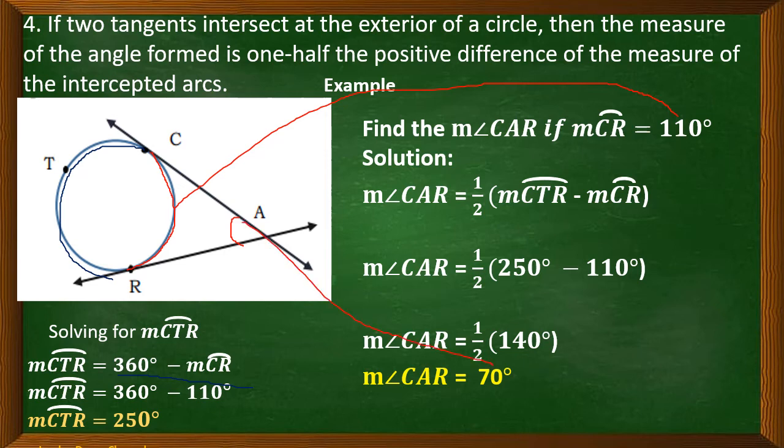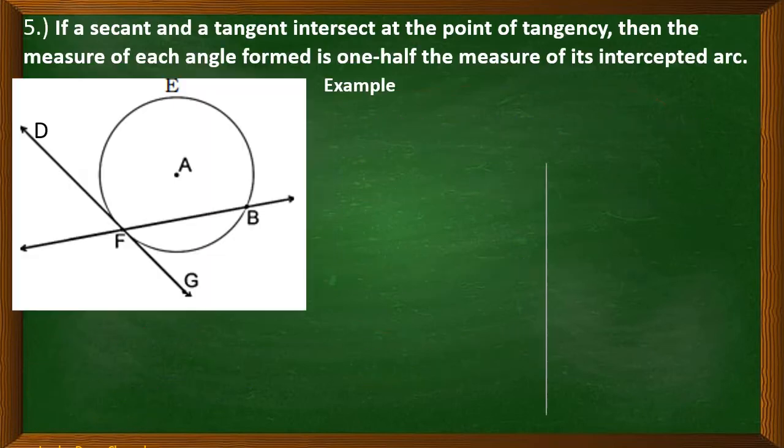Okay, moving on with the fifth theorem. If a secant and a tangent intersect at the point of tangency, then the measure of its angle formed is 1/2 the measure of its intercepted arc. So for theorem number 5, the point of intersection is at the point of tangency. So we have here secant line, line FB, and tangent line, line BG.